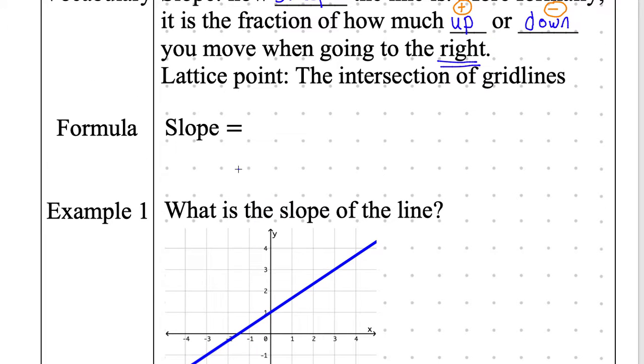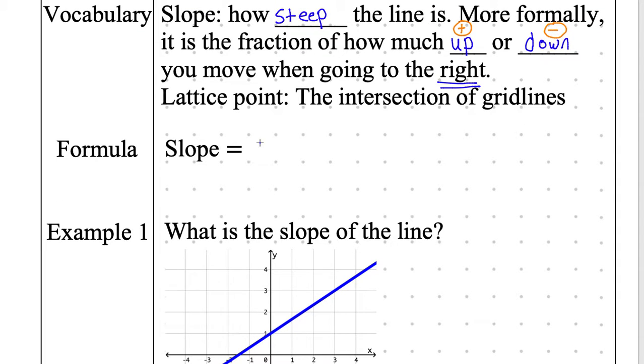Alright, so formula. You've probably seen the formula for slope before, and there's a bunch of different ways that you can describe it. My favorite way to describe it in terms of making sense of it is it's the up or the down, all of that divided by right. That makes the most sense to me. I calculate how much up or down. Maybe I'm only doing down, maybe I'm only doing up, but it's always to the right.